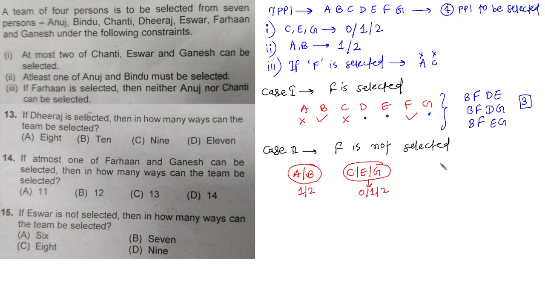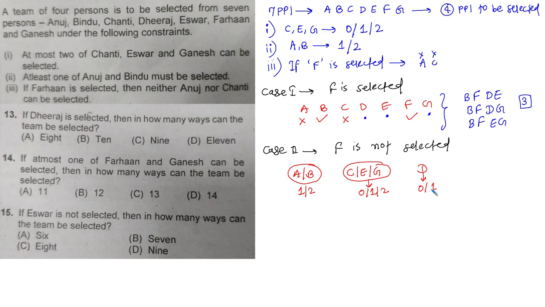F is not selected, then which person is remaining? D is remaining. So we can select D or we cannot select D. There is no any condition on D. So now we need to select total 4 people. We cannot select all C, E and G. We can at most select 2 people, everyone.